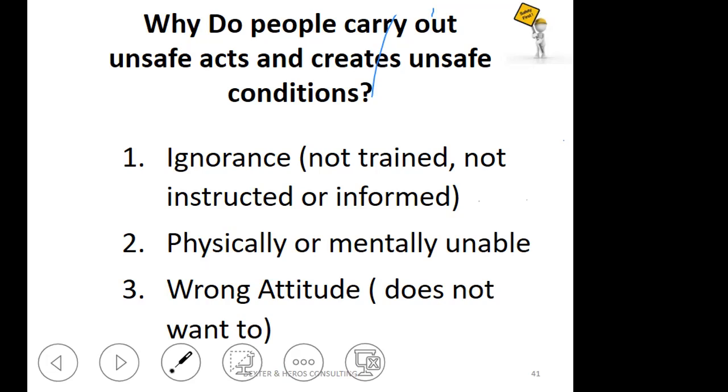Ignorant does not mean you're not a graduate. Ignorant does not mean you're not a professor. You don't have a PhD. Ignorance here means the person is not trained on safe working practice.